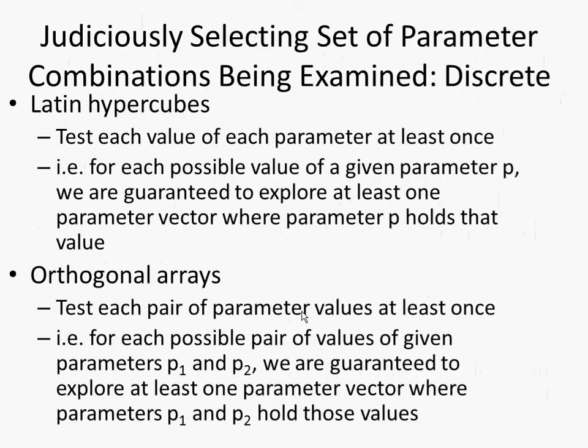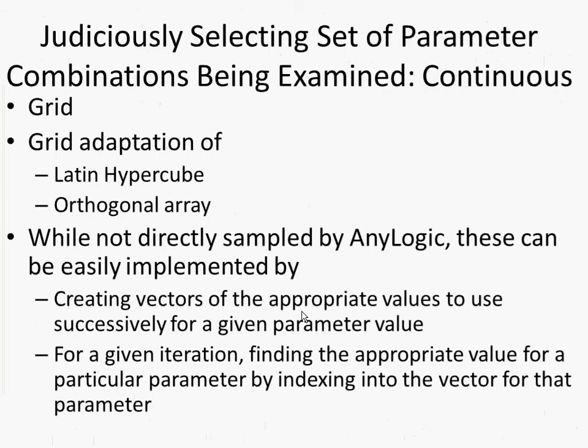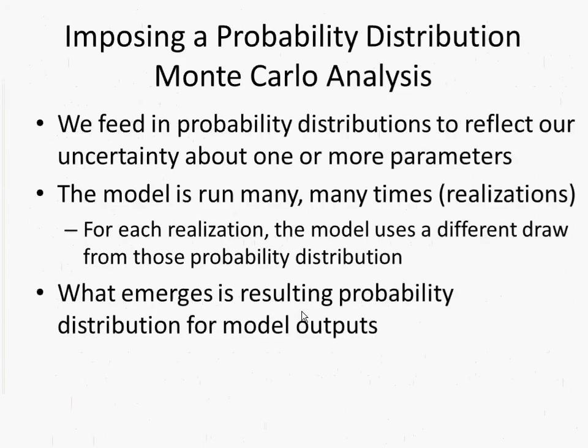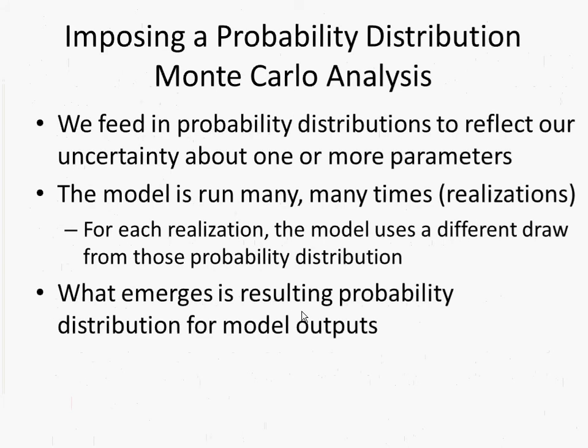Right. So here we're going to feed in for Monte Carlo analysis. We're going to feed in probability distributions to reflect our uncertainty about one or more parameters, and we'll run the model many times for different parameter variations. And we're going to see a probability distribution emerging from model outputs that is reflective of both stochastics and of variation in parameter values.